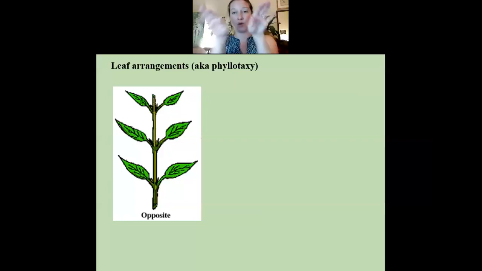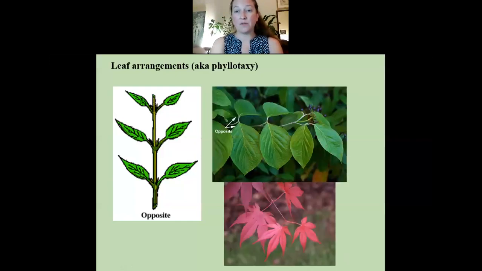This is called opposite. In this case, the leaves on a stem are exactly opposite of one another. Some of the plants that we saw during the first lab actually have this type of leaf arrangement. On the top here is that flowering dogwood that we saw in the first lab. And as you can see on the stem, each leaf is directly opposite another leaf on the stem. So this is called opposite arrangement.